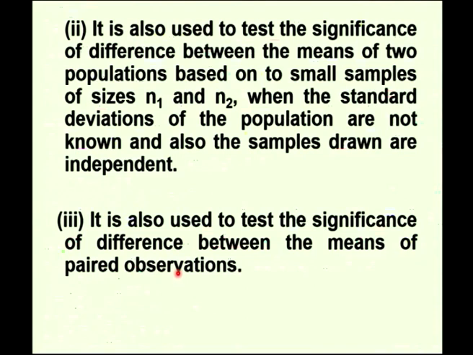And there is one set of observations called paired set of observations, in the sense the same sample will be taken before a kind of treatment from the population, and the same sample will be taken after the treatment from the population. So, the samples are different with respect to the treatment. Sample 1 will be the before treatment and sample 2 will be after treatment. This kind of pairs of samples will be called paired observations. So it is also used to test the significance of difference between the means of paired observations.